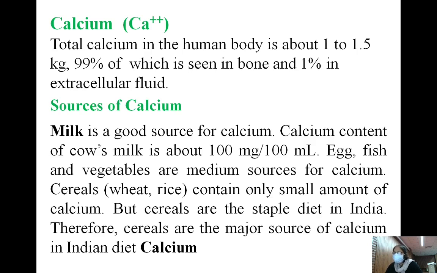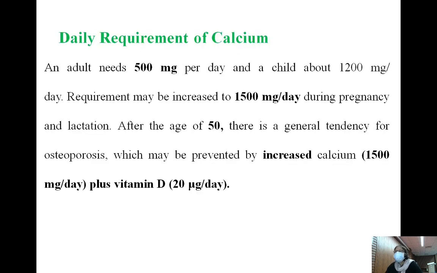But cereals are the staple diet in India. Therefore, cereals are the major source of calcium in the Indian diet. Daily requirement of calcium: an adult needs 500 mg per day and a child about 1200 mg per day.